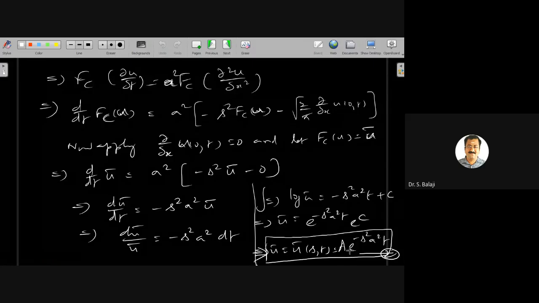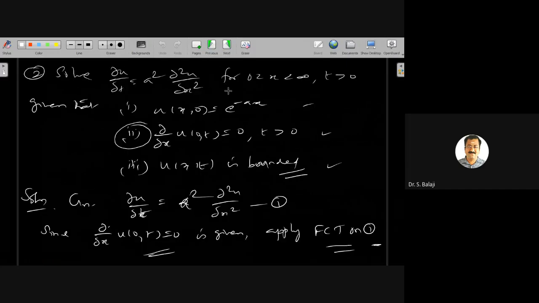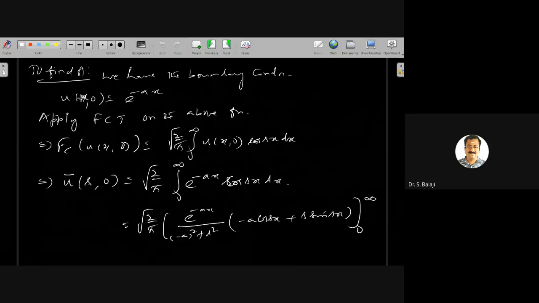Now you have to identify the value of A. For that, use the other initial condition, u of x comma 0, so that you can find the value of A. I have the boundary condition u of x comma 0 equal to e power minus ax. Apply Fourier cosine transform, because I started with the Fourier cosine transform, on the above function.